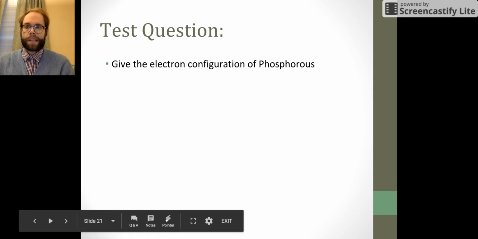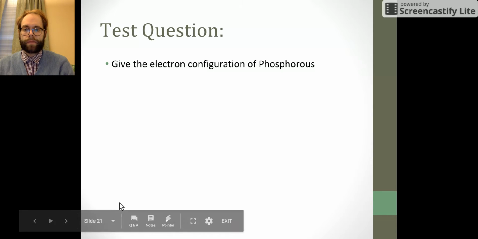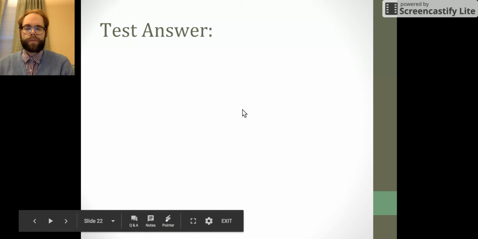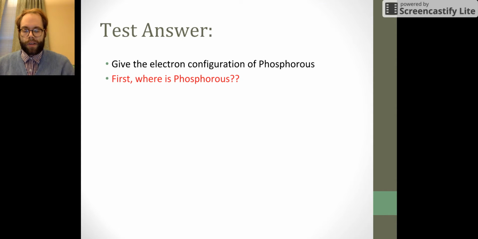So here is an example of a question that you would see on the test. Give the electron configuration of phosphorus. So it could be phosphorus, it could be any element. So what you'd want to do is, first off, where is phosphorus? You're going to be given a blank periodic table, and at this point what you just need to know is how to find phosphorus, which one is it?